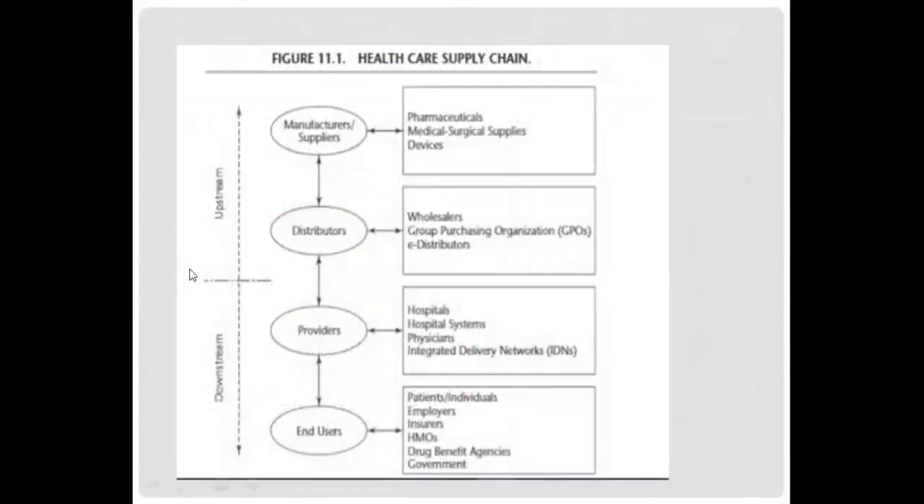It is actually a framework that starts from the manufacturers, the suppliers, pharmaceutical, medical, surgical suppliers, then distributors, which are wholesalers, group purchasing organizations, providers, which include hospitals, hospital systems, physicians, and end users including patients, employers, insurers, drug benefit agencies, and governments. And it may be upward stream from distribution to manufacturers, or it may be downward from providers to end users.